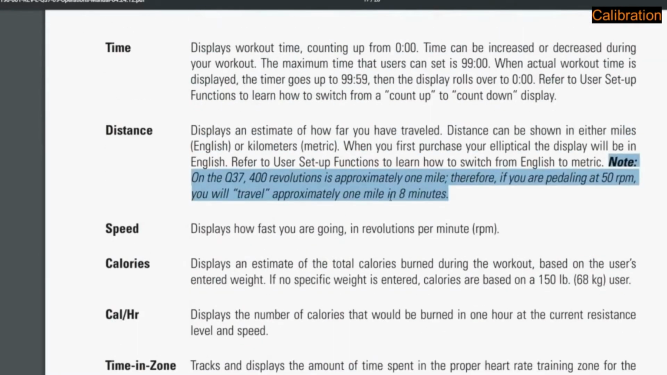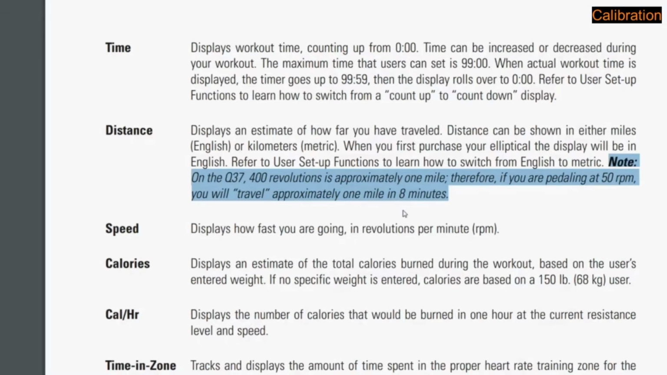over here. Okay, so you can see speed is displayed in RPM, but there's a note here which says 400 revolutions is approximately 1 mile. Therefore, if you are pedaling at 50 RPM, you will travel approximately 1 mile in 8 minutes.